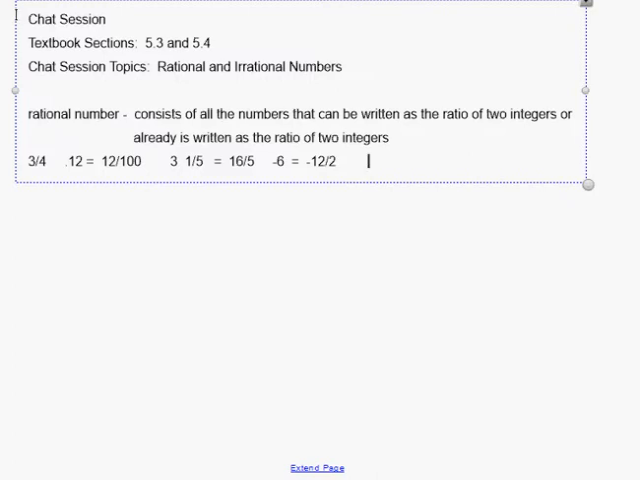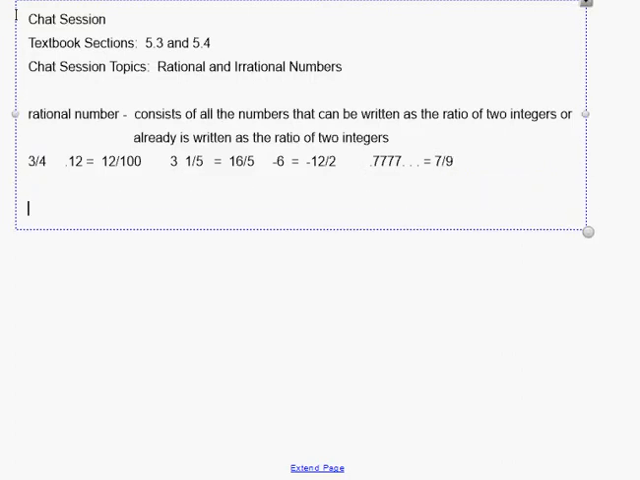Also, a repeating non-terminating decimal is a rational number. So like 0.7777 ... that can be written as 7 over 9. So any non-terminating but repeating decimal can be written as the ratio of two integers.